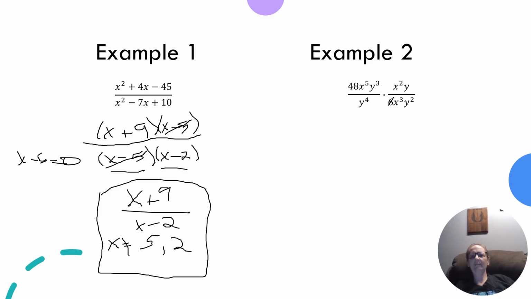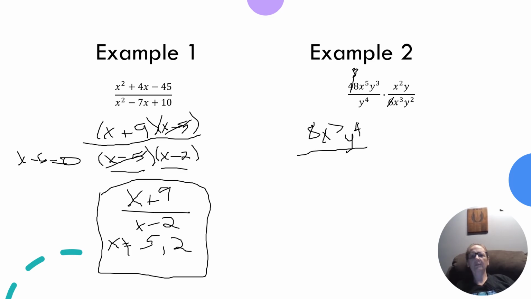So I'm going to go ahead and divide the 6 into the 48. So 6 times 8 is 48. And then we'll just recopy that in the numerator here. And then we're going to combine our terms in the numerator. So x to the 5th times x squared is x to the 7th, and then y to the third times y is y to the fourth.